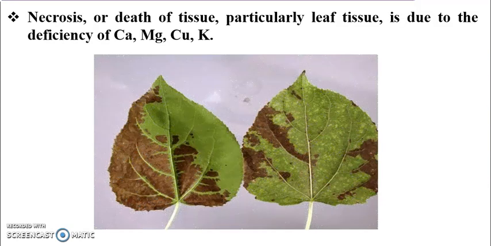The next one is necrosis, which is nothing but death of a tissue. If you can see in the diagrams, there are particular areas in this leaf which are completely dead. One part of the leaf is dead. It became brown in color. It is the dead part of the leaf. So like this, there is death of the tissue. And this happens due to the deficiency of calcium, magnesium, copper and potassium, and this is called necrosis.